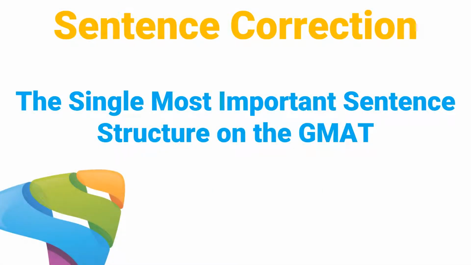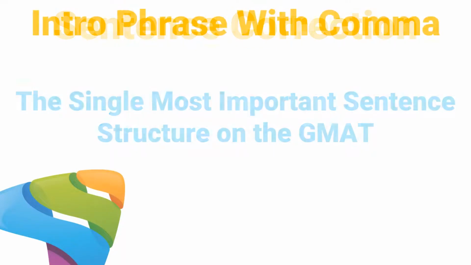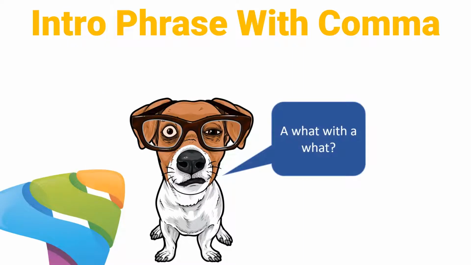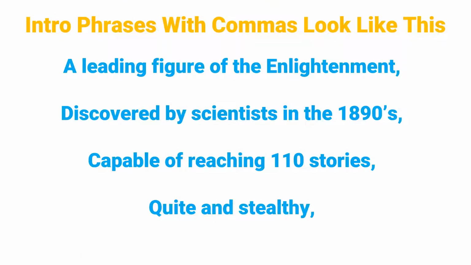Okay, let's move on to those sentence corrections. The single most important sentence structure on the entire GMAT is this: the intro phrase with comma. I'm going to explain what it is. Intro phrases with commas look like this. A leading figure of the Enlightenment, comma, discovered by scientists in the 1890s, comma, capable of reaching 110 stories, comma, quiet and stealthy, comma. Notice that none of these phrases have the main subject or verb of the sentence. They're really just introductions, and what they're really doing is they're just describing something. They're modifying something.